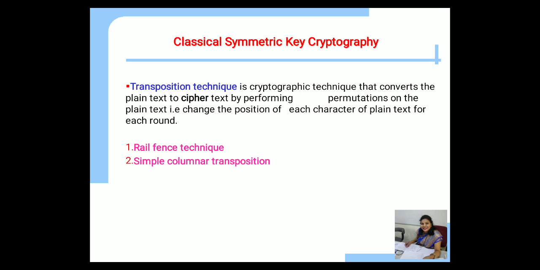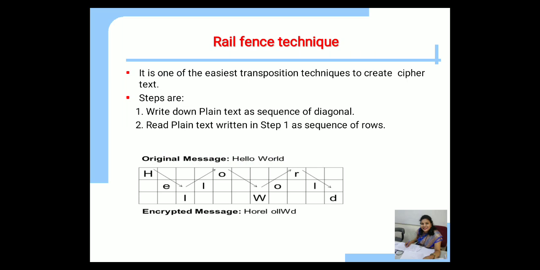You have to keep this term in your mind. Permutation is nothing but the transposition, because we are going to use this term in the DES algorithm that I am going to cover in the next video lecture. So in transposition technique, PT is converted to CT by performing permutation on plain text, that is changing the position of each character of the plain text for each round. Let us see two algorithms of this transposition technique: rail fence technique and simple columnar transposition.